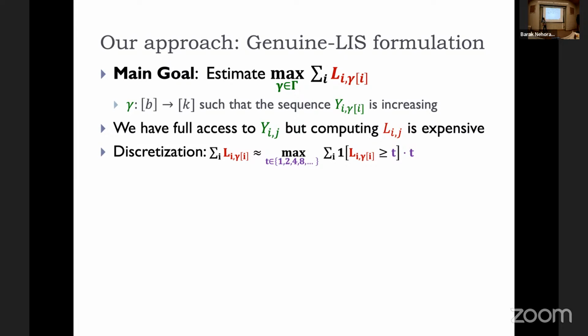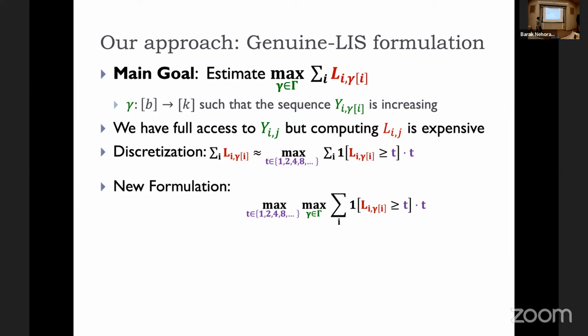Putting together this observation, that the summation is basically a maximum over all the scales, we have a maximum of maximum. We can switch the maximums around. So up to some logarithmic approximation, the LIS is the same as the maximum over all the scales, and the maximum over all these monotone global functions, of the summation of these indicator variables times t.